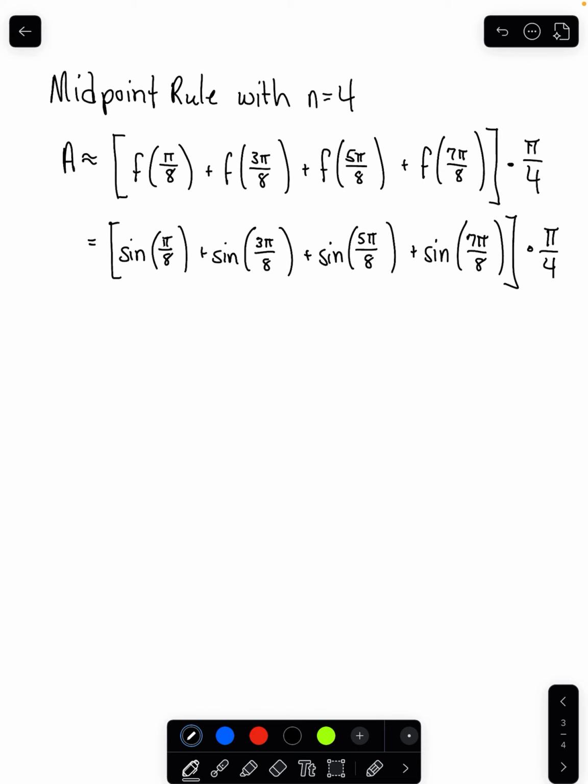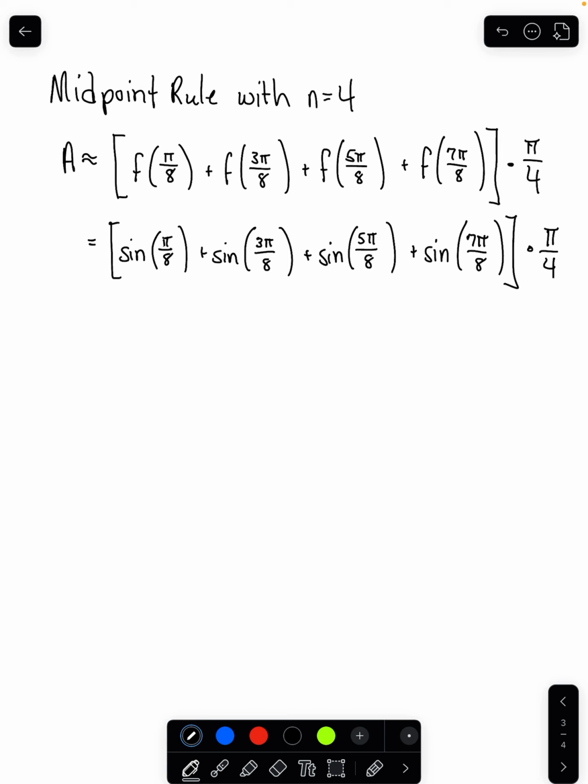Now, that being said, if we're going to put it in the calculator, we can put it in like this. And because there's only 4 subintervals, that's totally reasonable to do. However, if we were to have 8 or 16 or 100 subintervals, then it would be nice to have a quicker way to put it into the calculator.